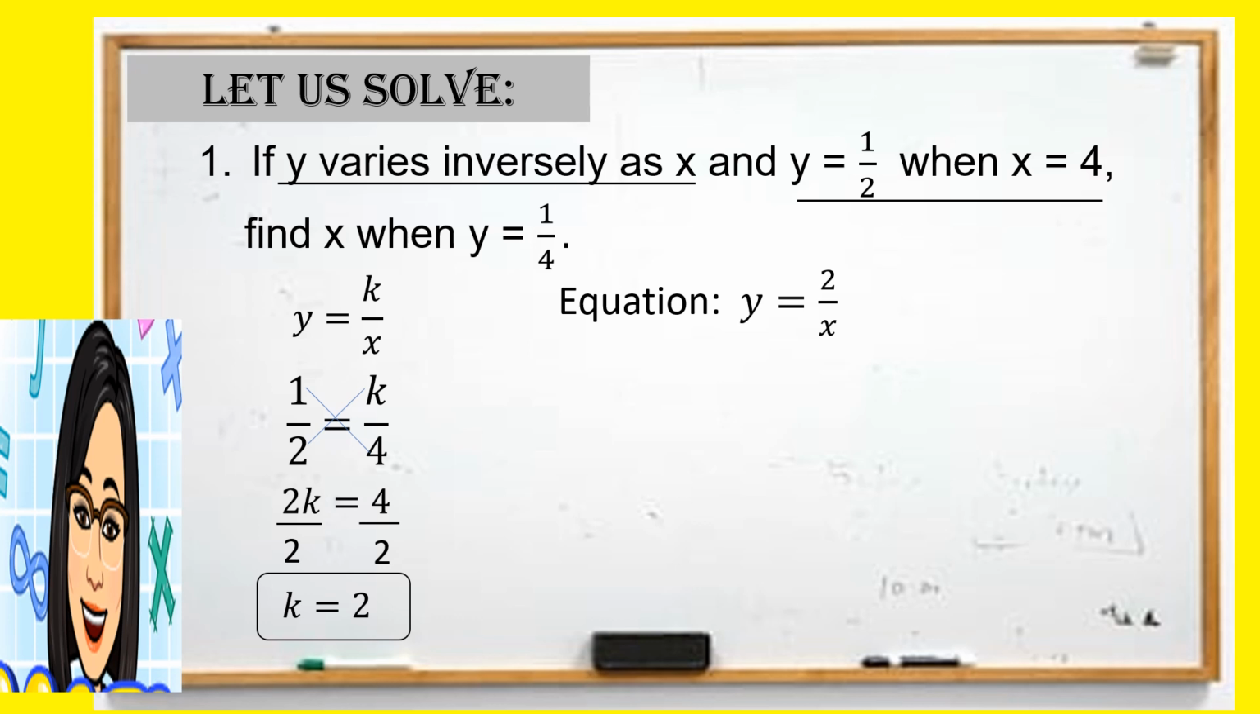Now let us find x when y is equal to 1/4. Substituting y equals 1/4, we will get 1/4 is equal to 2 over x. Then cross multiply. 1 times x equals x. 4 times 2 equals 8. So x is equal to 8. This is the answer to the problem.